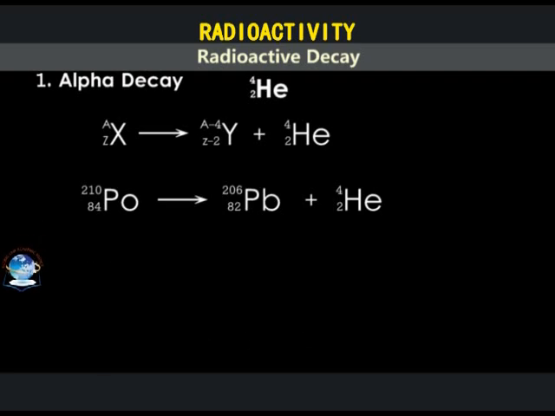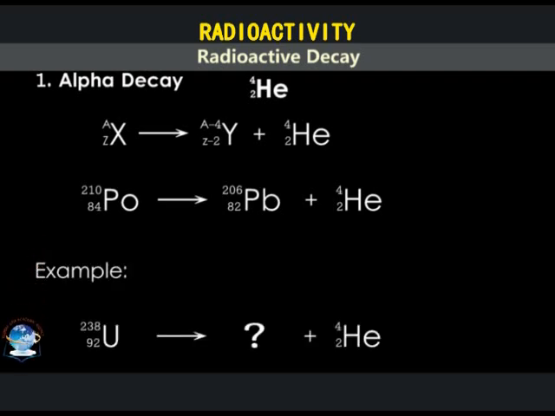Now for an example. If uranium-238 undergoes a single alpha decay, what element will be formed? In the solution, we write the equation of uranium-238 undergoing alpha decay. Mass number reduces by 4 to give 234. Atomic number reduces by 2 to get to 90. From the periodic table, that new atomic number 90 is thorium.